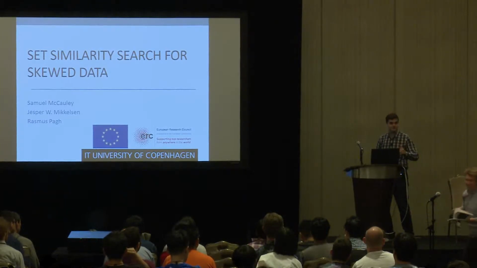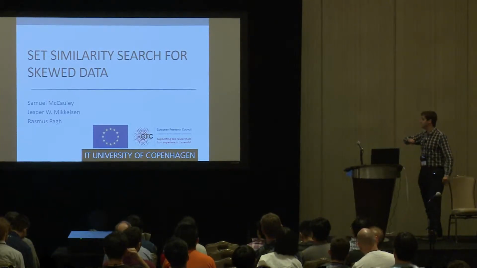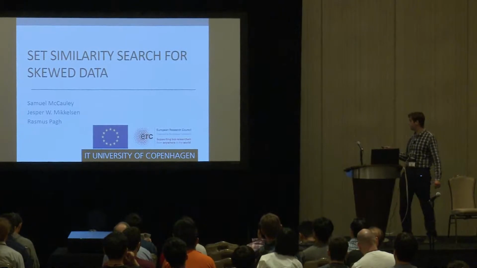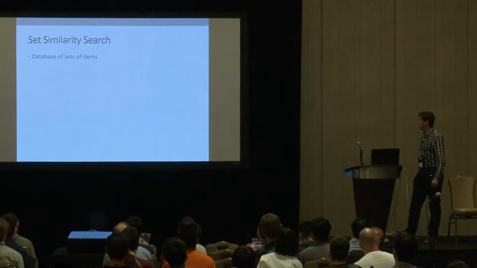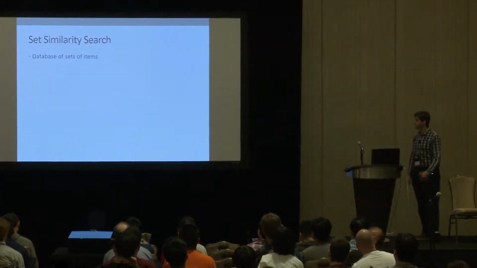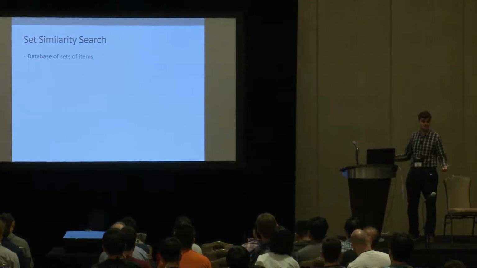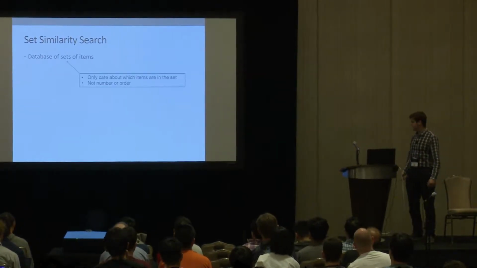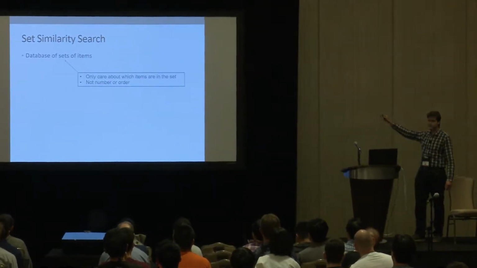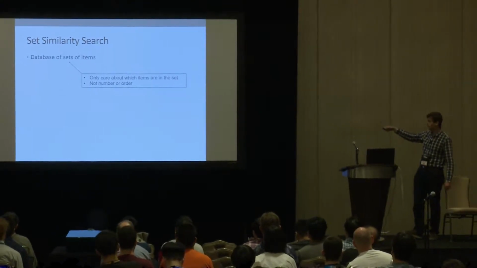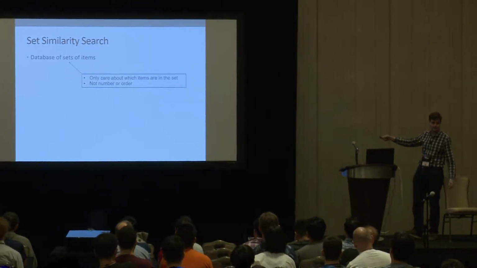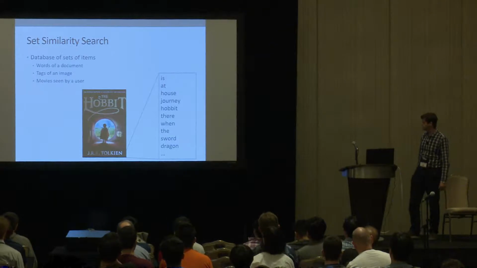Good. Perfect. All right, I'm going to talk to you about set similarity search for skewed data. All right, so when I talk about set similarity search, we're going to look at a database of sets of items. I mean set in the mathematical sense, so I only care about which items are in the set. I don't care about how many times they occur or what order they occur in.